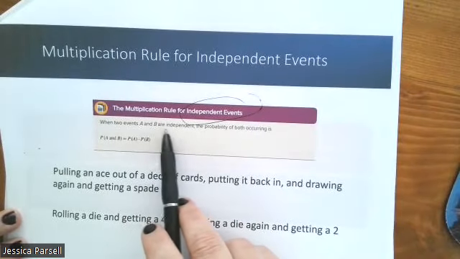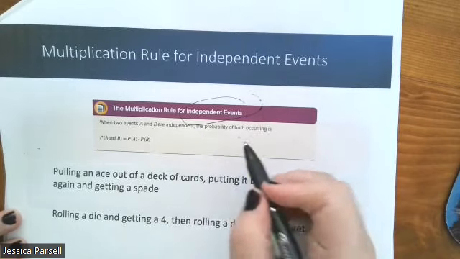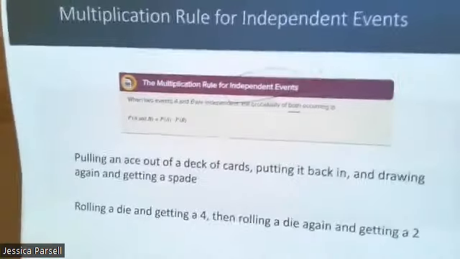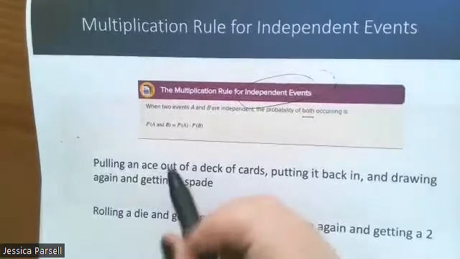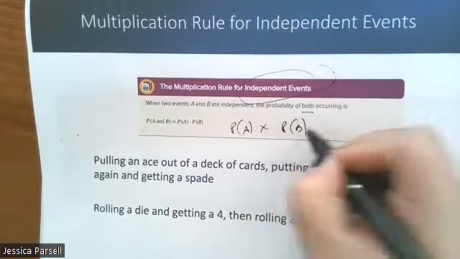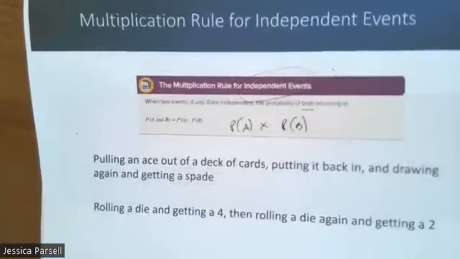When two events A and B are independent, meaning they don't influence each other, the probability of both occurring is found by this little formula. The probability of A and B is equal to the probability of A times the probability of B. Okay, so it's really simple, just straight up multiplication. We love that, when you're looking for the probability of A and B.